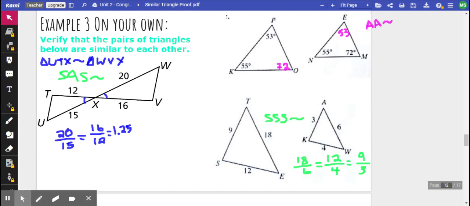And then finally, we have two triangles with the side lengths showing. So if I make a proportion and a fraction equal for all the pairs, 18 and 6, 12 and 4, and 9 and 3, we can see that all three of those would be the same thing as 1/3. And you'd be able to multiply the bigger shape by 1/3 to get to the smaller shape.